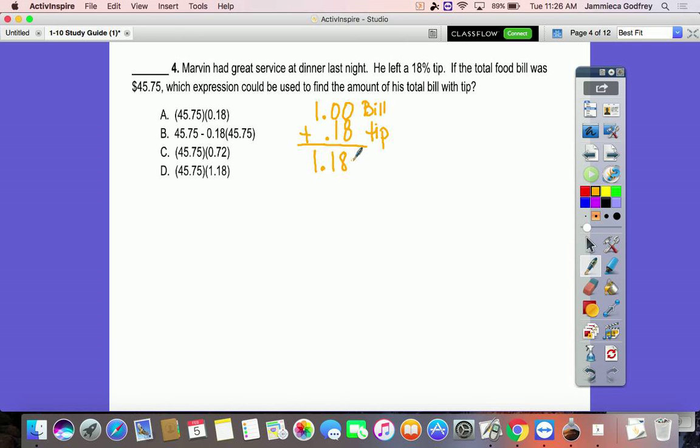So we're going to change that 118 to a decimal, which we already have here, and we're going to multiply that by the total amount. So this is the equation. Remember, the 1 represents the actual bill. That's 100% of the bill. The tip is 18%. That's going to be what's going to increase your bill. So you're leaving a total of 1.18 as a decimal of that bill, or 118% of the bill. Of means to multiply. That's why we multiplied $45.75 times 1.18.